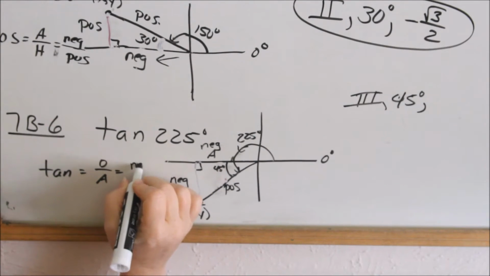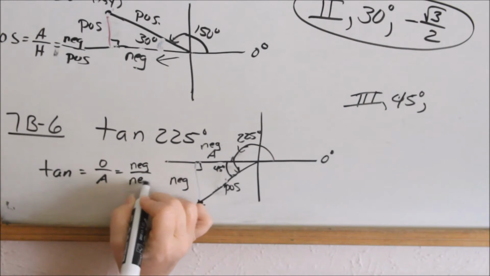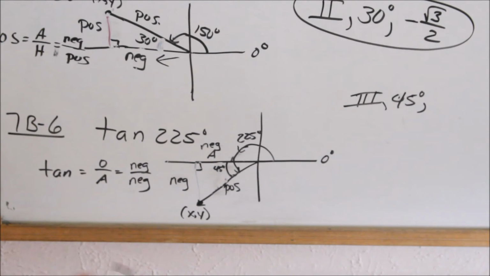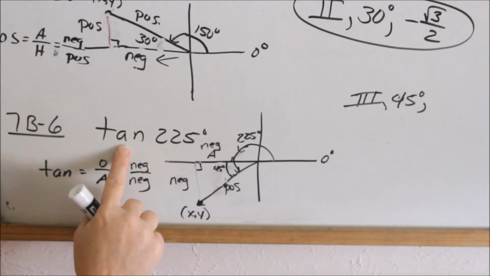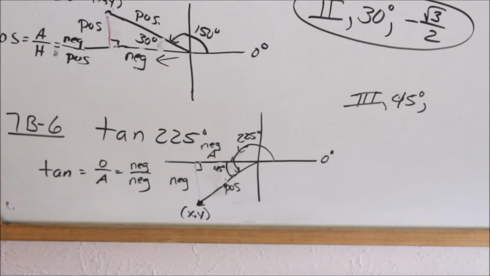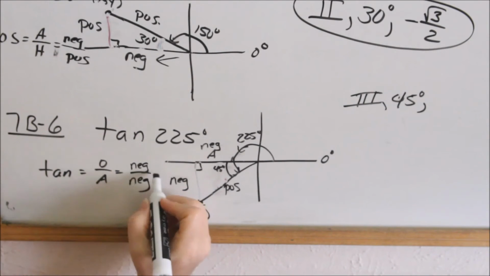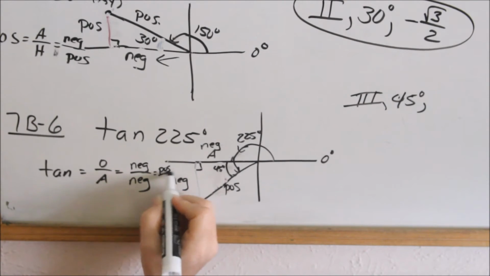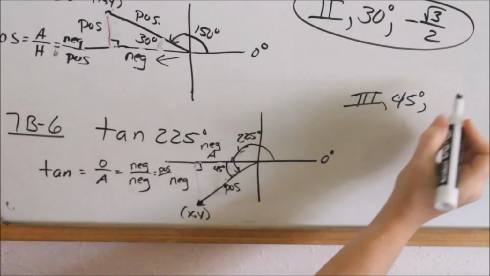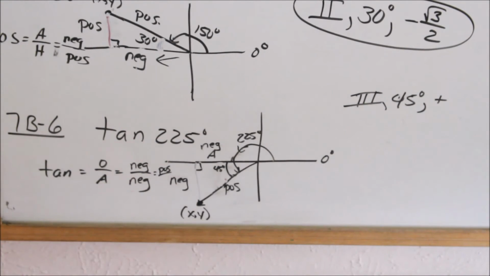So that value would be negative, and that value would be negative. I don't know the numbers, and it doesn't matter, because all I'm using this for is to determine the sign of what sign is tangent in quadrant 3. So a negative divided by a negative is a positive. Okay, that equals a positive number. So then I know that my value for tangent is going to be a positive number.